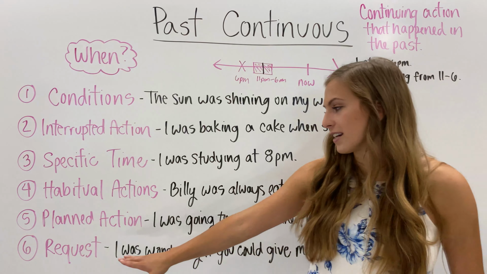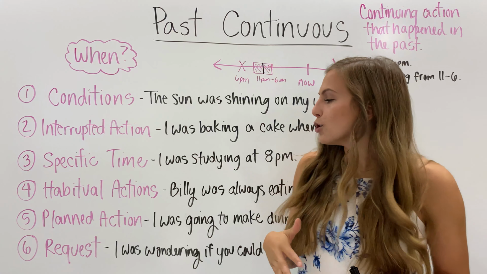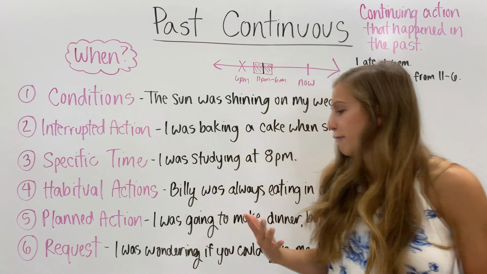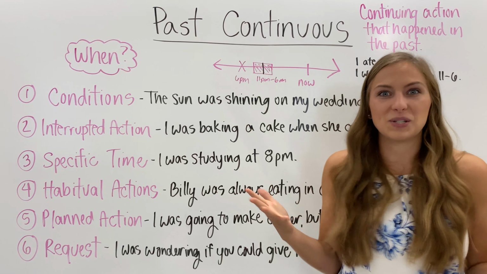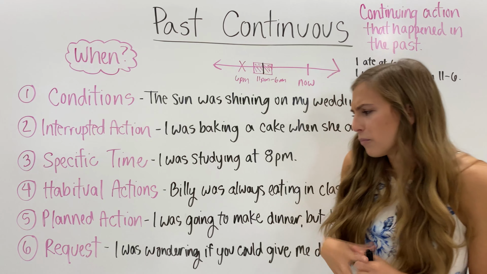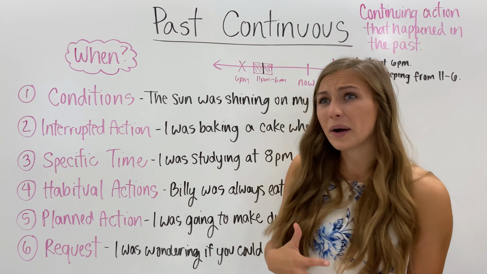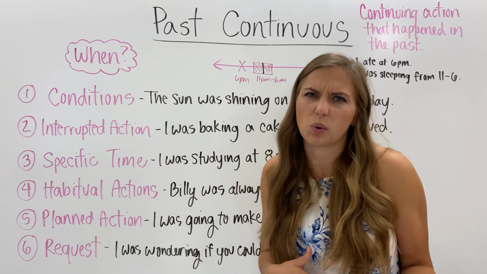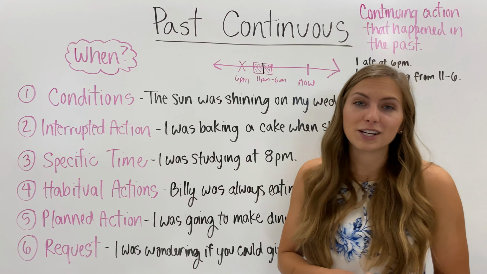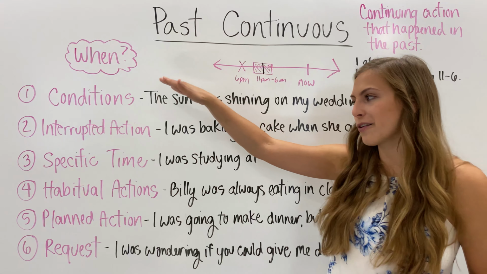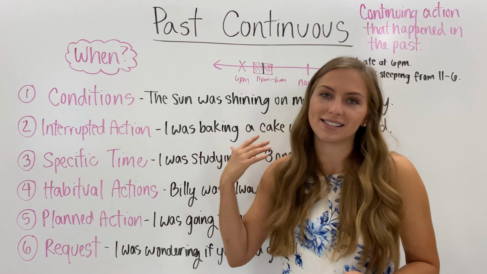Okay, and number six, for a request. Many times in English, we actually use the past continuous tense to give a polite request. For example, I was wondering if you could give me some directions, right? If I am lost and I don't know what to do, I might ask someone, hi, would you mind? I was wondering if you could give me some directions. I'm not sure what to do. Or I was wondering if you could help me with this question. I'm not sure what to put for the answer. All right, this is a polite way to request information or request for help. So these are the main six situations in which we can use the past continuous tense.